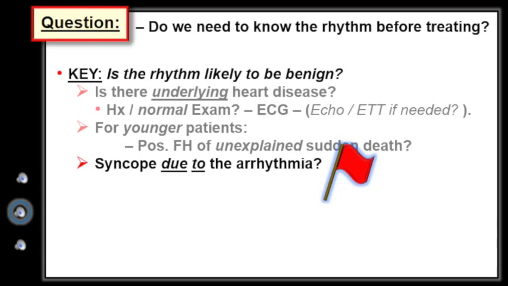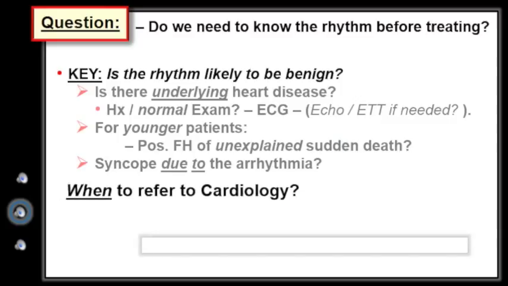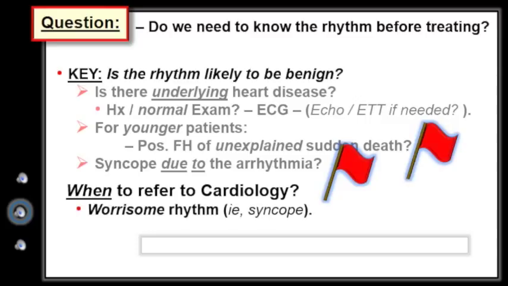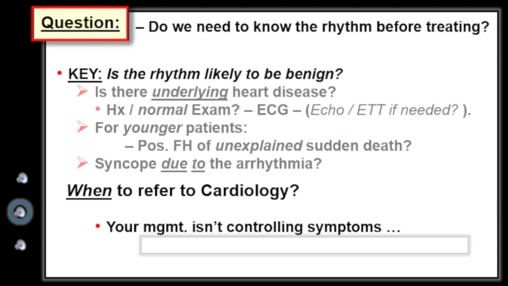As a primary care clinician, we are trying to determine when to refer to the cardiologist, or more specifically to the electrophysiologist, as the EP cardiologist is the true expert in arrhythmia evaluation and management. We refer when there are red flags. The biggest red flag is exertional syncope. Other reasons for referral are that your management isn't controlling your patient's symptoms.